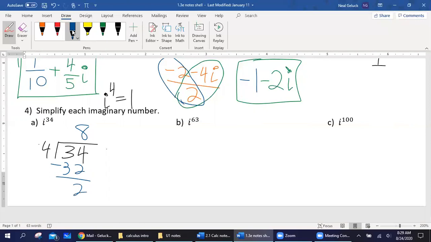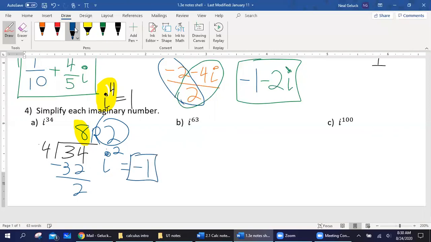And I'm actually going to write remainder 2. Again, what is this saying? This is saying that i to the 34th is i to the 4th 8 times over. But every single one of those is the number 1. 1 times 1 times 1. So who cares? What matters is that there's a leftover i squared. So really, i to the 34th is the same thing as i squared. And we decided that i squared already was negative 1.